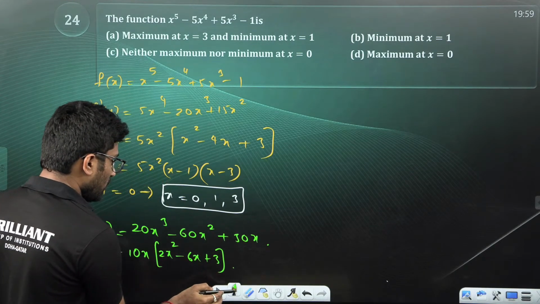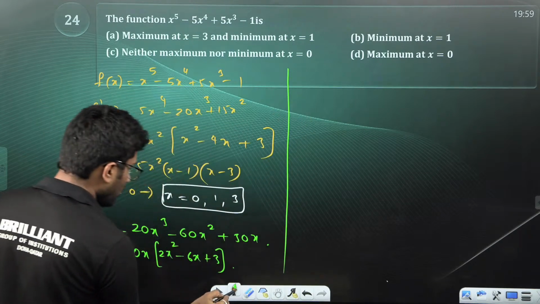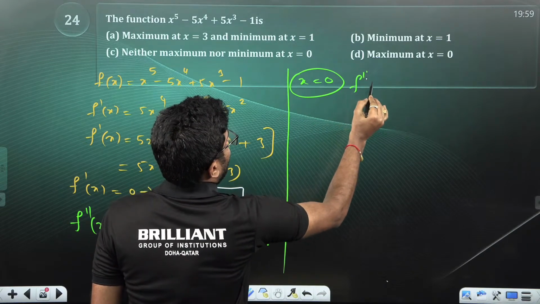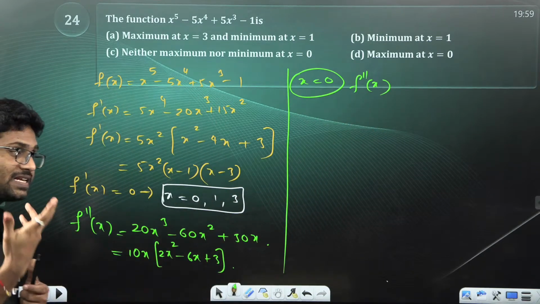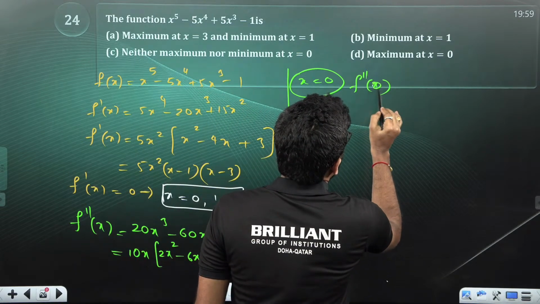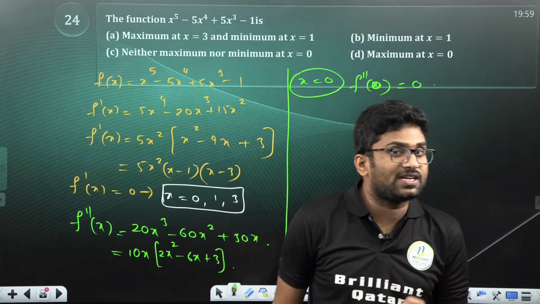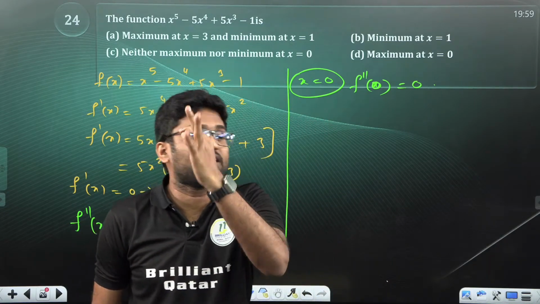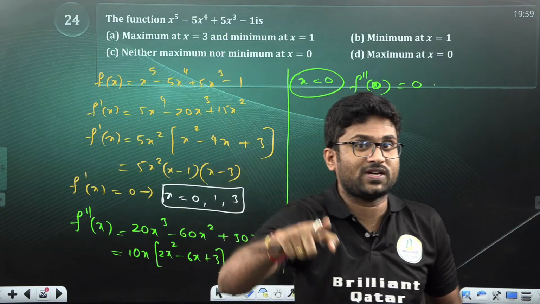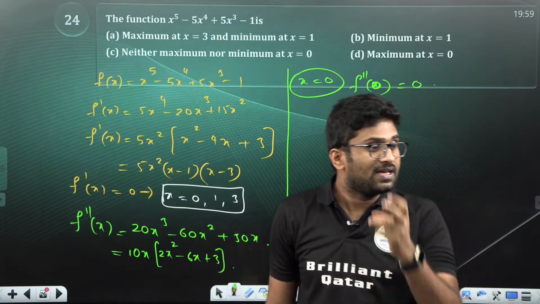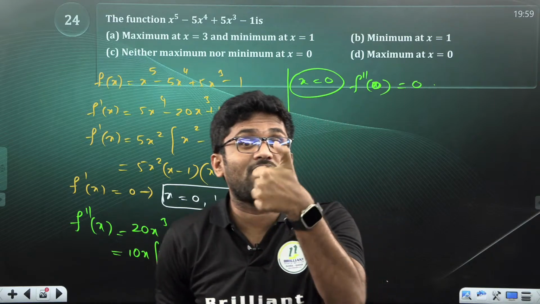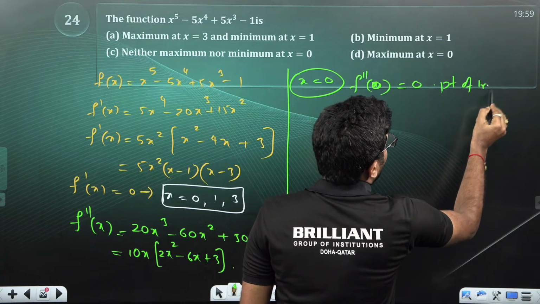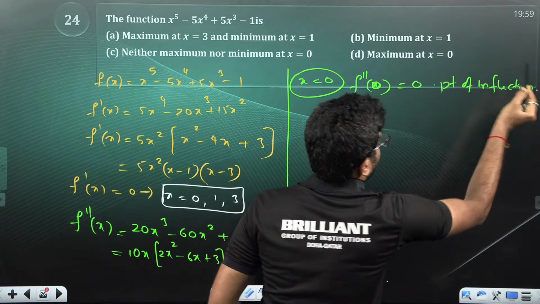Okay guys, done. Now if you see the first one, x is equal to 0. What is f double dash x at x is equal to 0? It's clearly 0. So f double dash 0 is 0. If the second derivative at a point is 0, what do you say about it? It is a point of inflection. Already in the morning session we discussed, friends, if the second derivative is 0, then it is a point of inflection. So it is neither maxima nor minima.